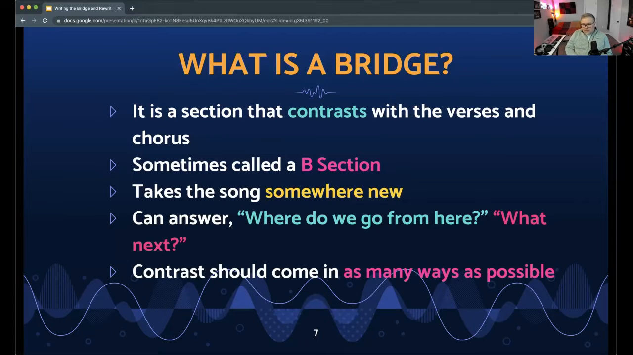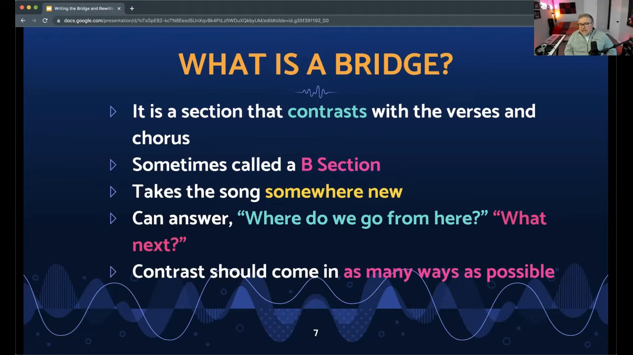So your bridge is really that opportunity to introduce contrast. And you're going to hear the word contrast a lot, because that's how you write bridges: you look at what you already have, and then you try to do something completely different. I know a lot of people ask, I don't know what to write in my bridges, I just have a hard time with them. I actually like writing bridges because I don't have to really do what I've already done. I can just go somewhere different and experiment a little bit.